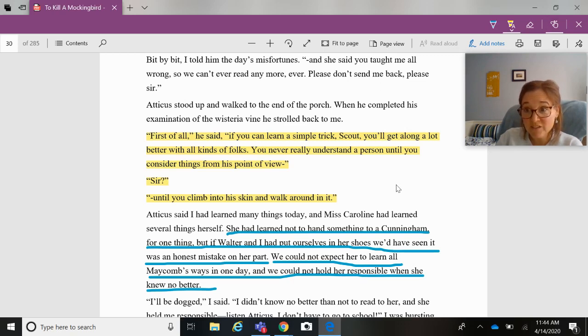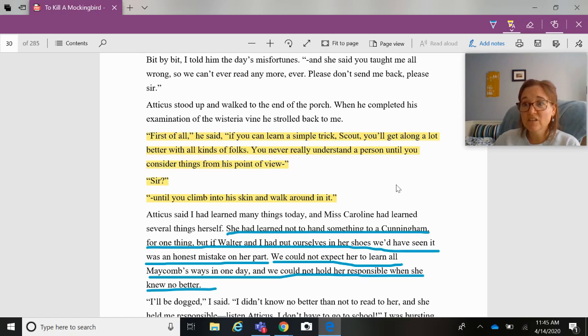And Miss Caroline had learned several things herself. She had learned not to hand something to Cunningham, for one thing. But if Walter and I had put ourselves in her shoes, we'd have seen it was an honest mistake on her part. We cannot expect her to learn all Maycomb's ways in one day, and we could not hold her responsible when she knew no better.